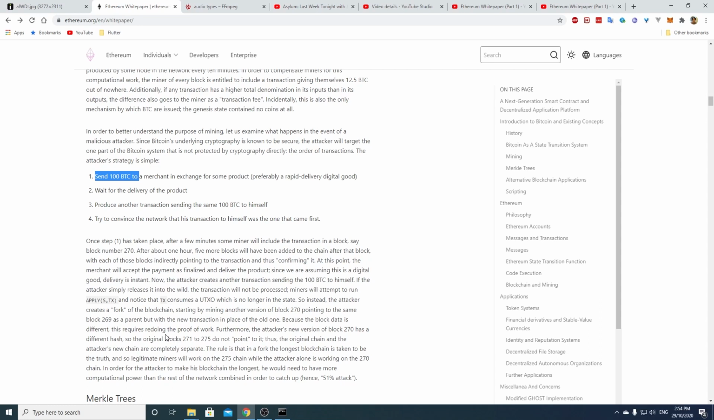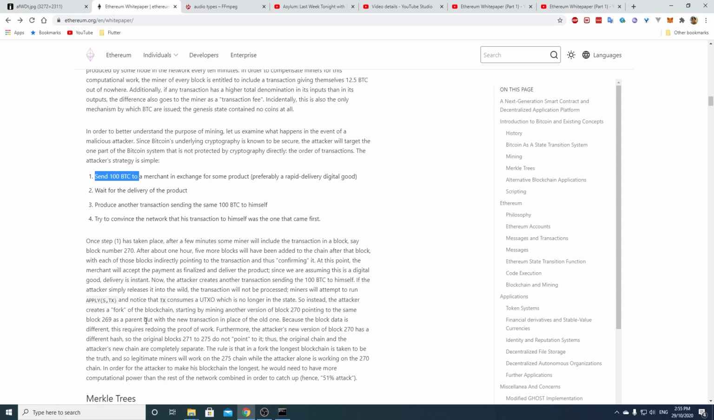Because the block data is different, because he has changed the block, he will have a different hash, right? And if he has a different hash, that means the nonce is no longer valid, right? So he will have to redo the proof of work. He will have to try several nonces, like 2^63 nonces, so quite a lot of nonces, to make a block that can be attached to 269. So he has created a new 270 basically, right?